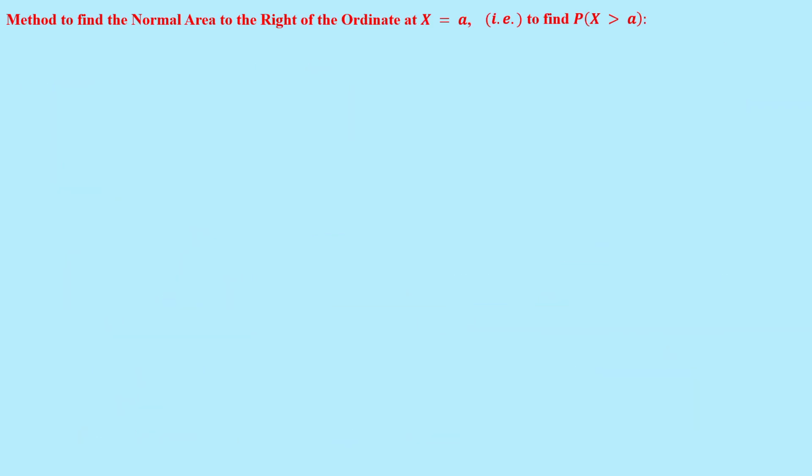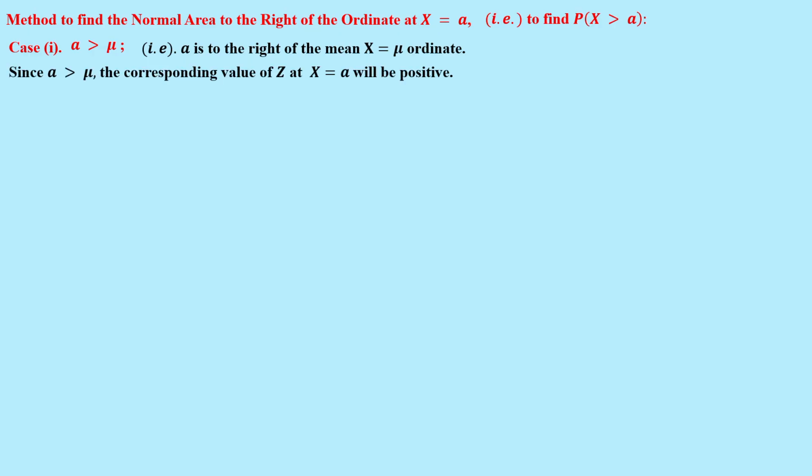Next, the method to find the right area, the area of the right tail, that is, to find the probability of x greater than a. Case 1: a is greater than mu. A is to the right of the mean x equal to mu, that is the ordinate z equal to 0 line. Since a is greater than mu, the corresponding value of z at x equal to a will be positive, because z is x minus mu by sigma, that is a minus mu by sigma. A is greater than mu, therefore it will be a positive term.